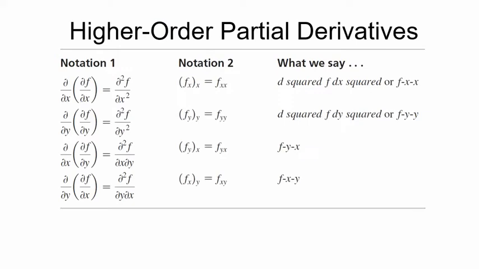And so this is the notation for these. These are 2 different types of notation. So I was using this second notation here in the example I was just showing. So f sub xx, or we could just read it f x x, is saying you're going to take the partial derivative with respect to x and then with respect to x. So it's working from the inside out.